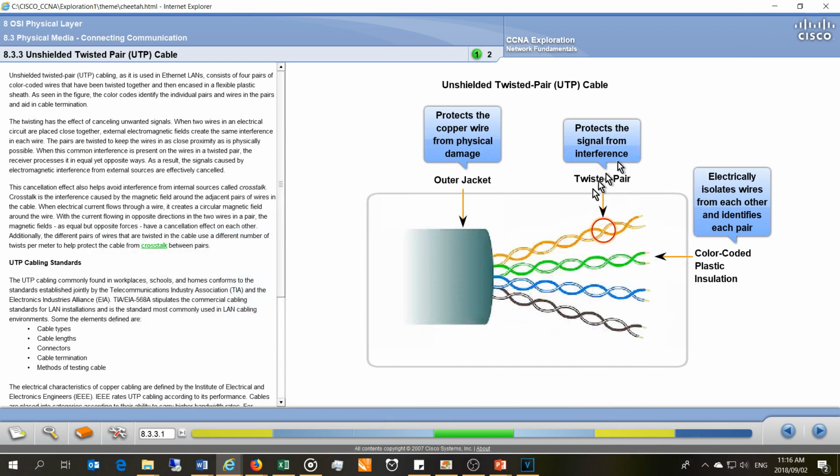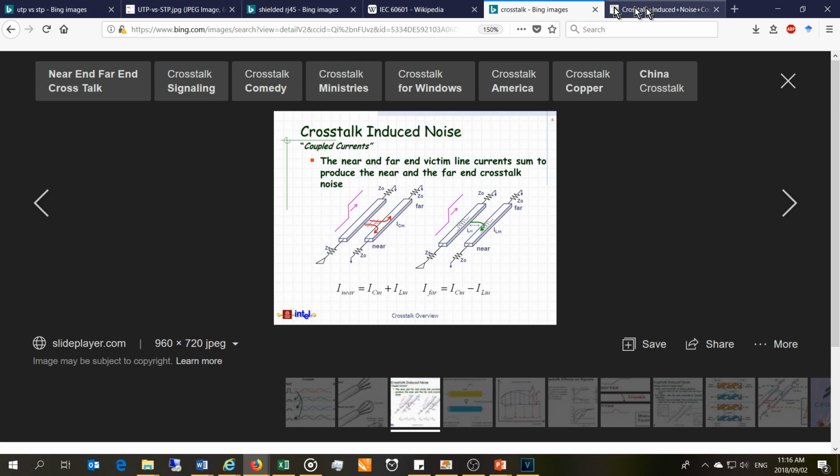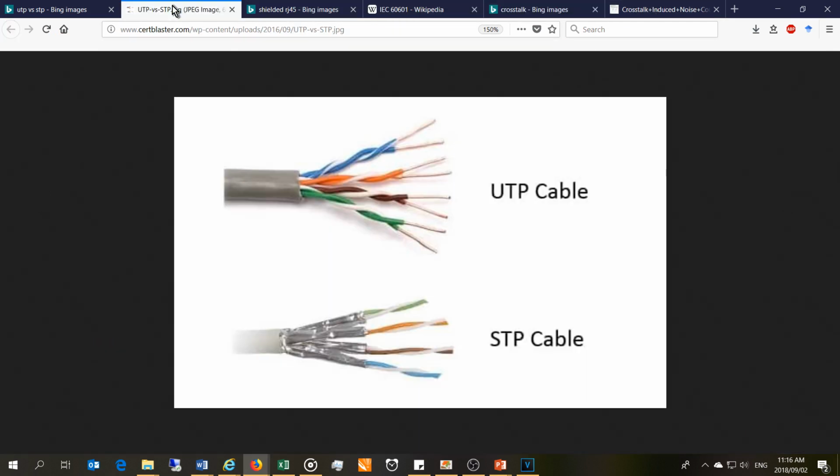And this is very important because when we have these magnetic fields around our cables, it induces noise in the nearby cables. So by twisting it, it protects the signal from interference. Now, while we're on this topic, I'd just like to show you something else that also is there to make the cable more resilient against electrical interference. And here we have something called shielded cables.